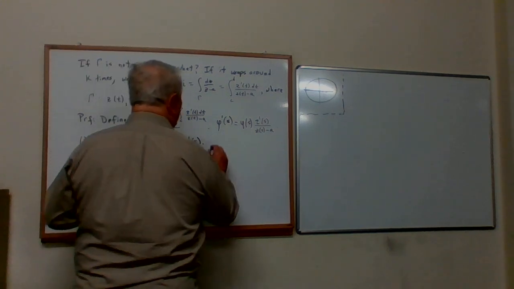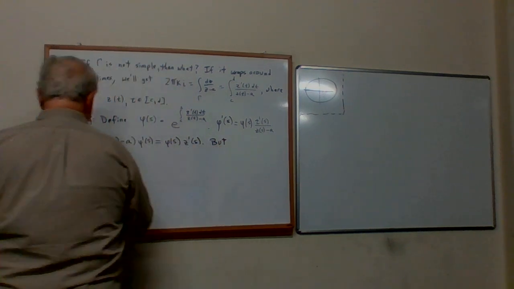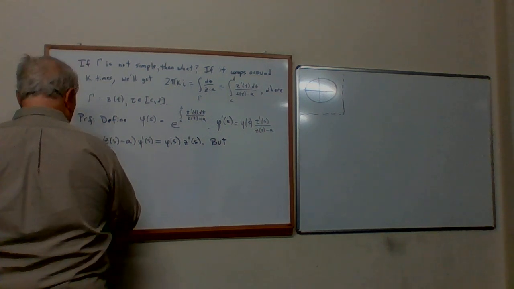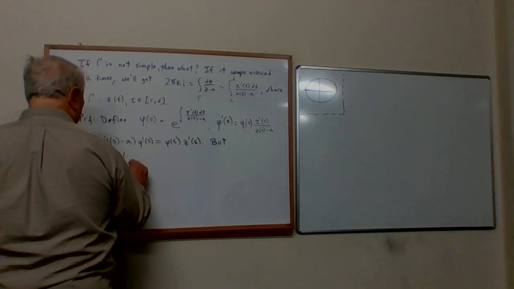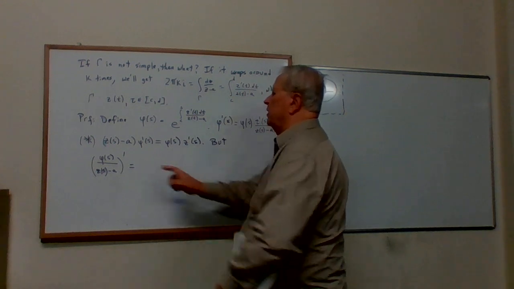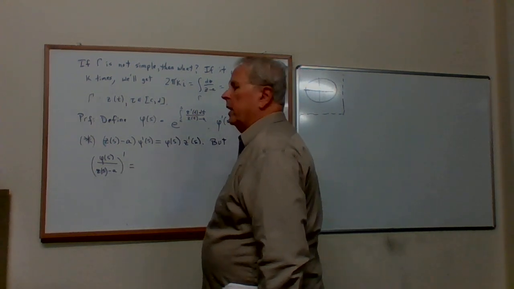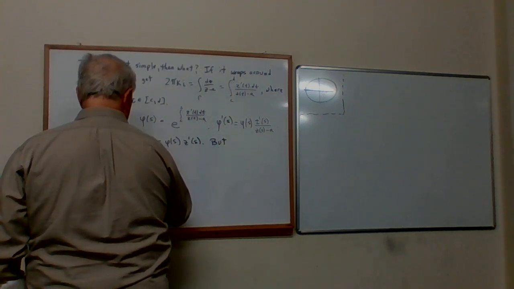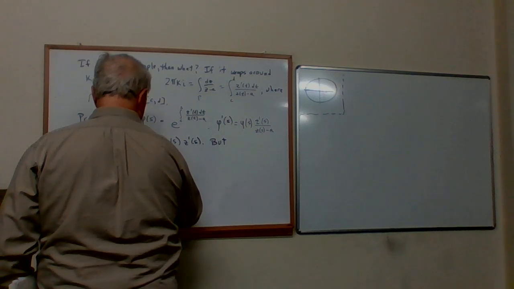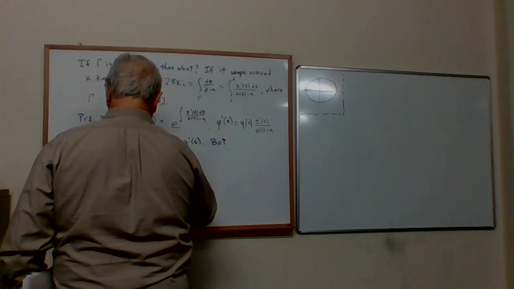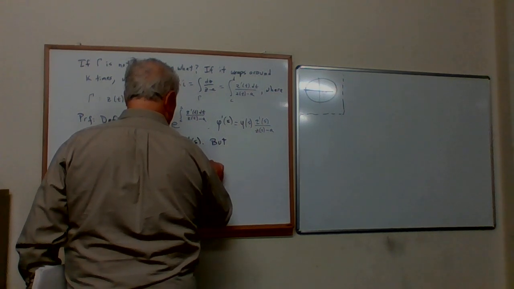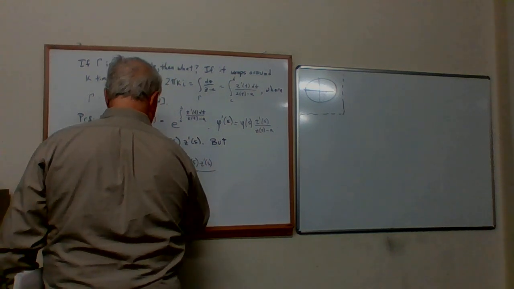Okay, but what is the derivative? Now another sneaky trick. What's the derivative of phi of S over z of S minus A? Okay, let's differentiate this thing now. Well, this is baby calculus. This is the derivative of the top times the bottom, minus the top times the derivative of the bottom, z prime of S, divided by the bottom squared.